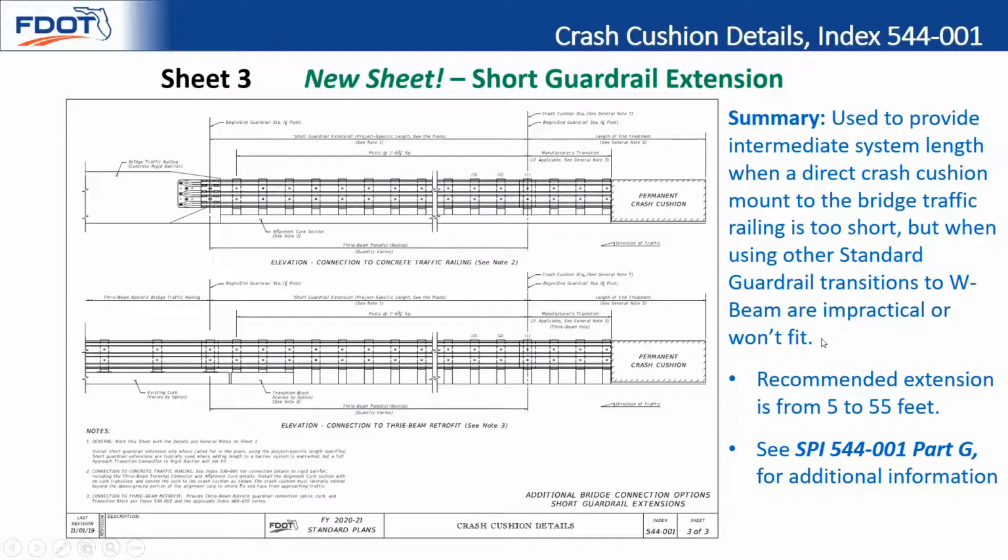And so in summary, use this to provide that intermediate system length when a direct crash cushion mount to the bridge traffic railing is too short, but when using the other standard guardrail transitions to W-beam just doesn't look practical or won't fit. So that's the basic considerations for this. It's recommended when you're trying to extend maybe 5 to 55 feet, and you just want a simple connection in there. This type of explanation is also provided in the SPI Part G. There's some additional information in there, so that's new.